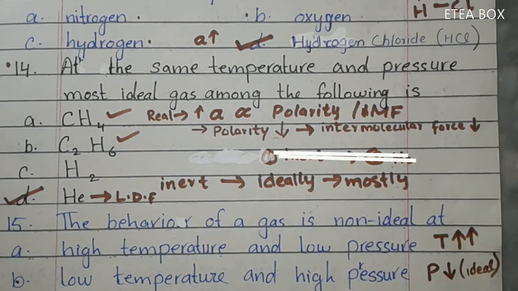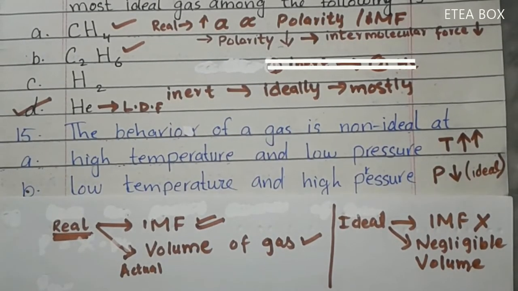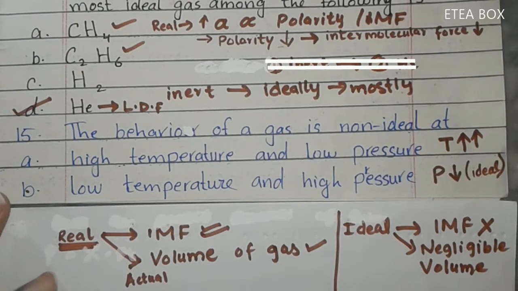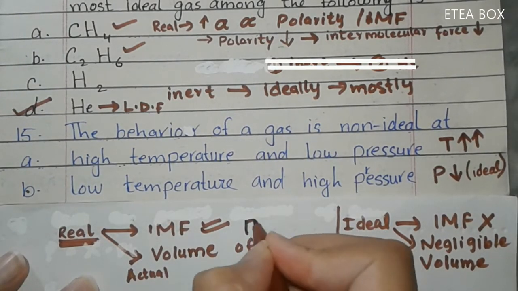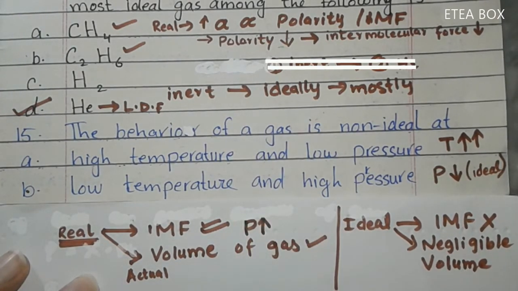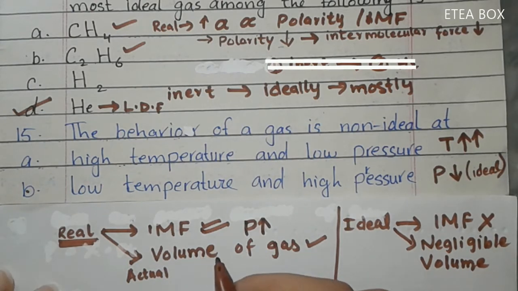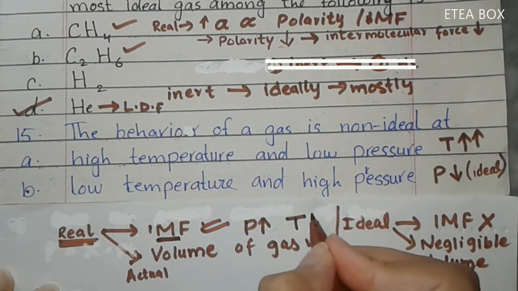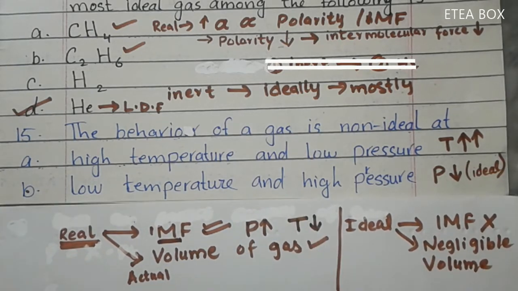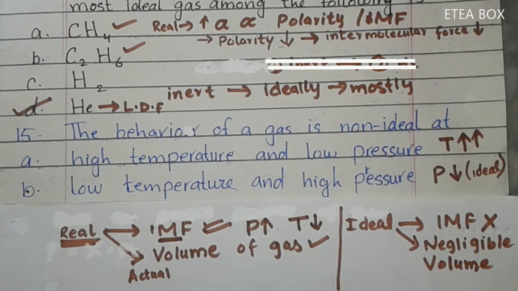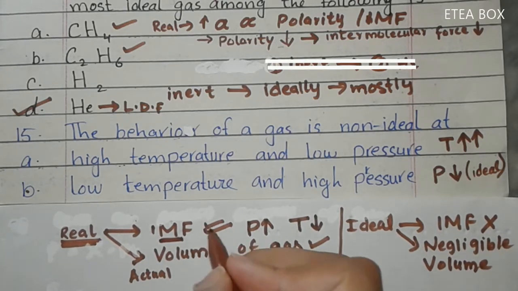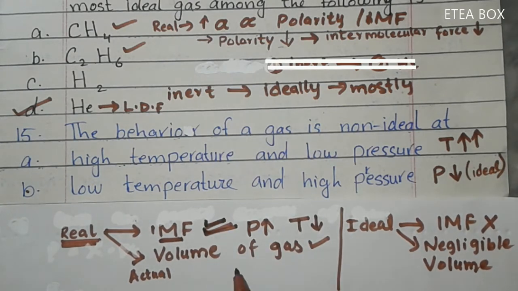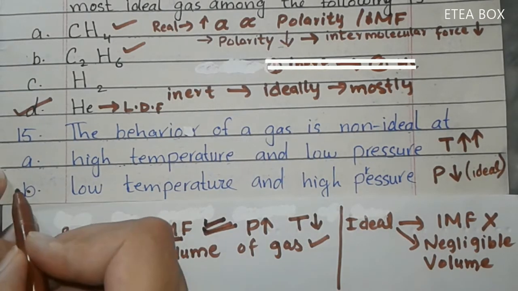But when the temperature is very low and the pressure is very high, what will happen? When we get the high pressure, the gas molecules will come closer to each other, and intermolecular forces will be found among the gas molecules. And when the temperature is very low, the kinetic energy of the gas molecules will be low. That's why they will come closer to each other. And when they come closer, there will be intermolecular forces, as well as the volume of the gas will be observed there. So option B is correct.